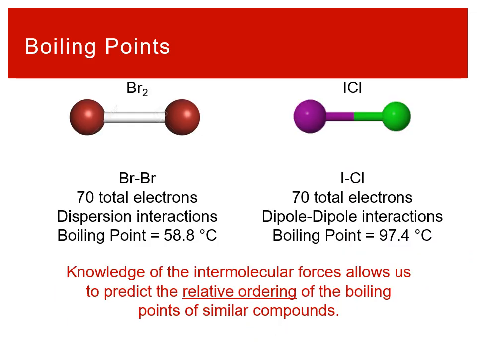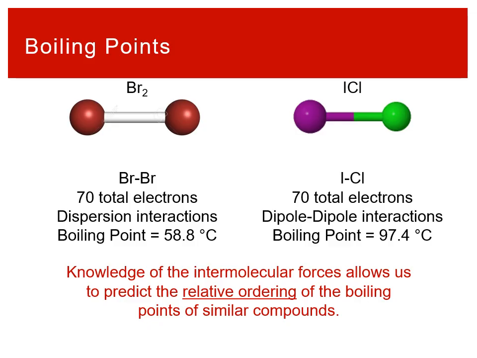So the boiling point of these 2 compounds comes directly from knowing the different type of intermolecular force. It's not the mass of the molecule, it's not any of that kind of stuff. It's the intermolecular force that drives it. It's not the electrons, anything like that. Is it dispersion? That's weak. That means it's going to be easier to break those intermolecular forces, and it's going to be easier to boil bromine than iodine chloride. So if we want to know the relative ordering of the boiling point of similar compounds, we need to know intermolecular force.